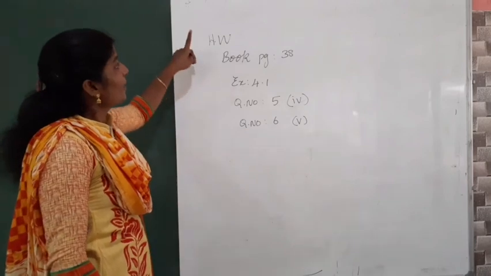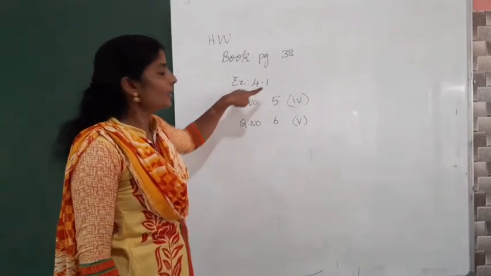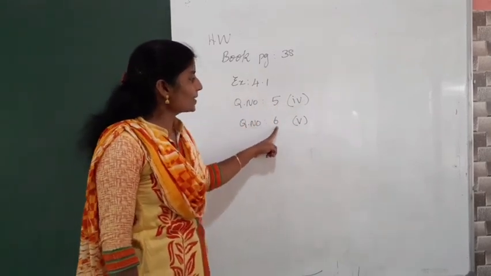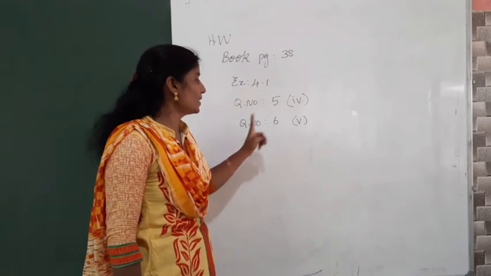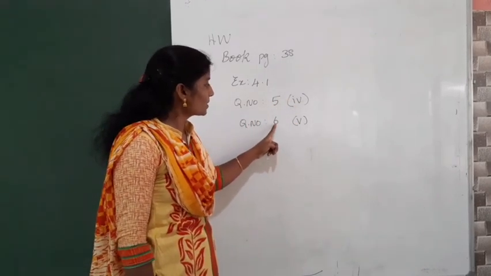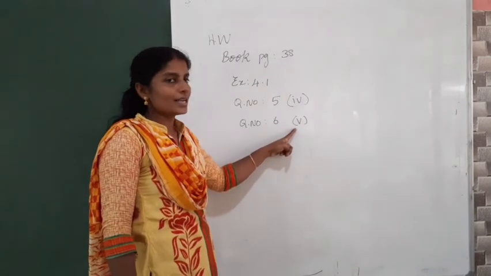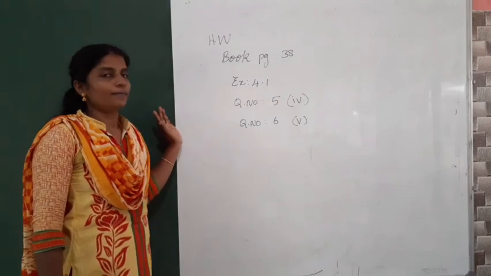Today's homework: book page number 38, exercise 4.1, question number 5, fourth question, and question number 6, fifth question. This is ascending order and this is descending order. Okay students? Okay, we can see you next class.